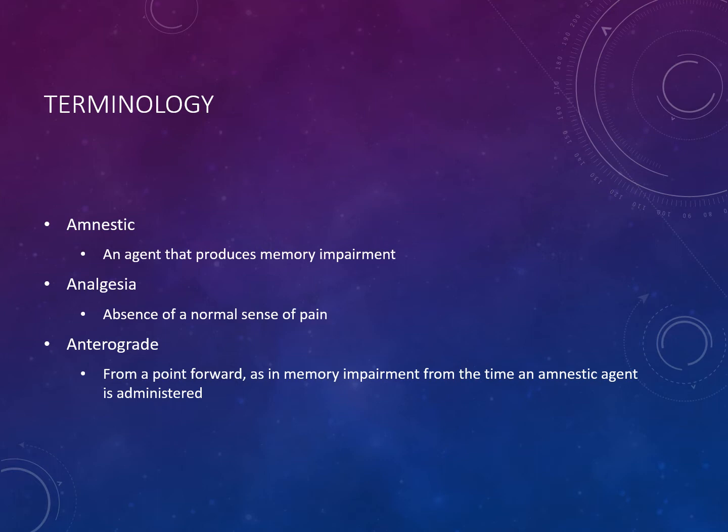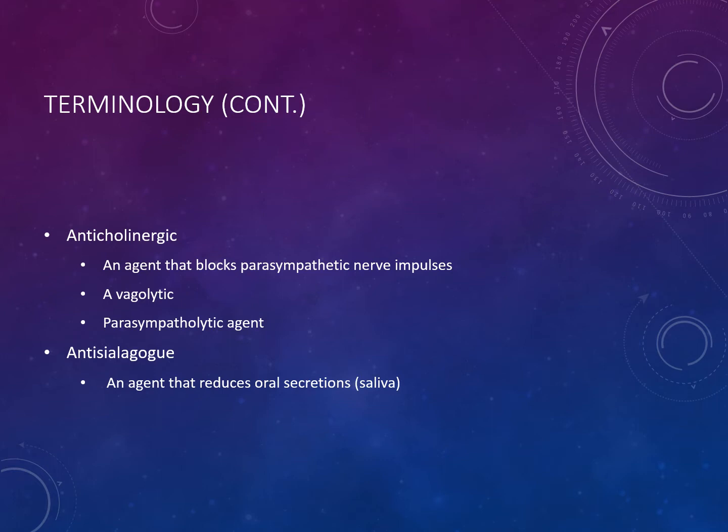Also, analgesics. These are designed to relieve pain. And basically it's the absence of a normal sense of pain. Anticholinergics, these are another of the major medication categories considered in this chapter. They're an agent that blocks parasympathetic nerve impulses. They are also a vagolytic, which means it blocks the receptors on the vagal nerve, and a parasympatholytic agent. Anticholinergics have anti-sialagogue effects. This means that they reduce oral secretions, specifically in our instances, we're really talking about saliva.